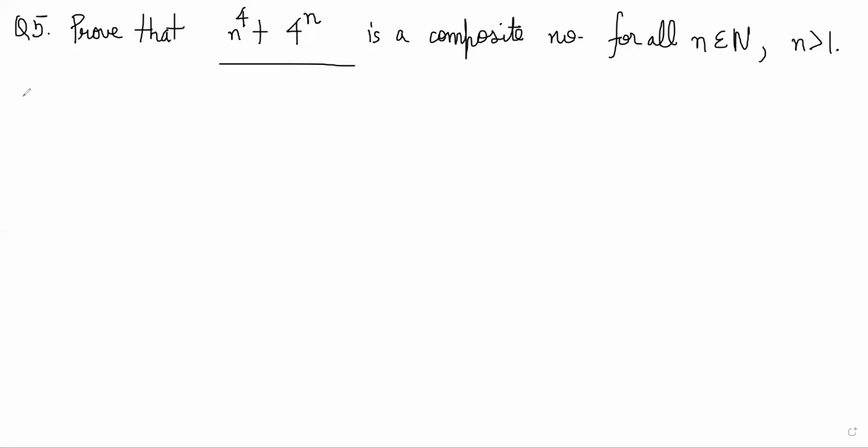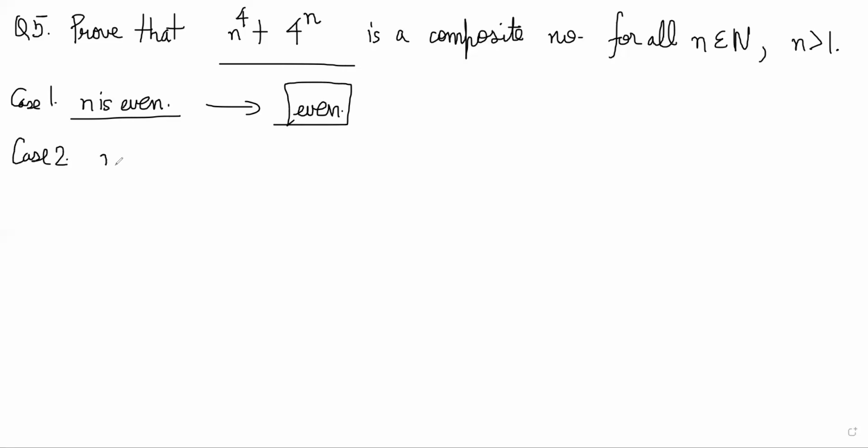You can take two cases, and one case is very easy to say. Case one is basically n is even. If n is even, it is obvious, right? It's an even number, the whole thing is even, so it is composite. The only thing you have to really prove is case 2 when n is odd.